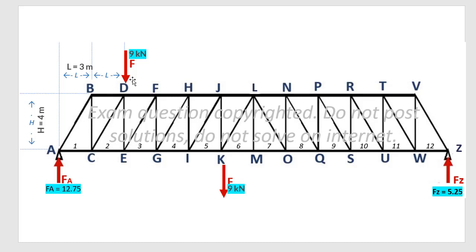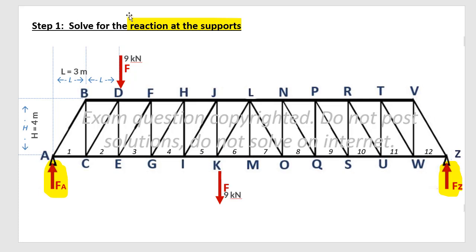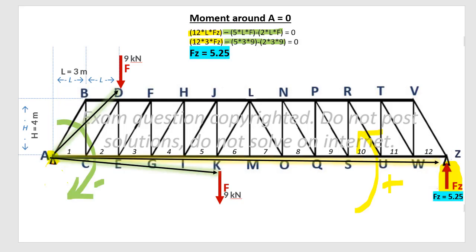So let's figure out 9 kilonewtons applied at D and point K. And we'll keep the 3, 4, 5 triangle going on with this. Okay, step 1, solve for the reaction of the supports. We're looking at what's happening at A and what's happening at Z. To do that, we're going to take the moment around point A to add to 0. So I'm going from A to Z.